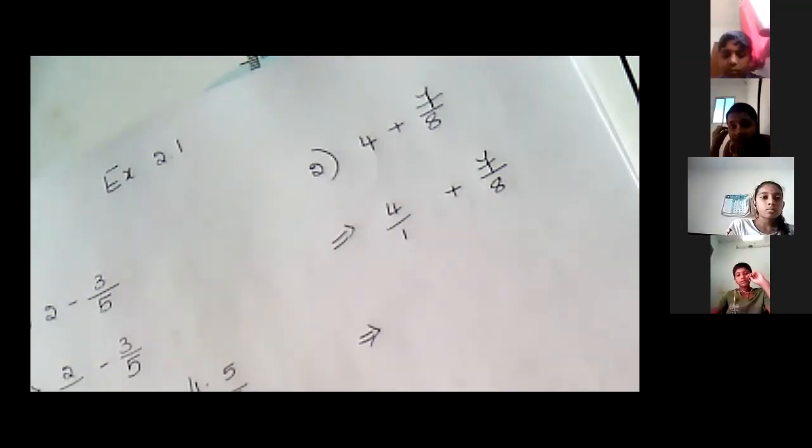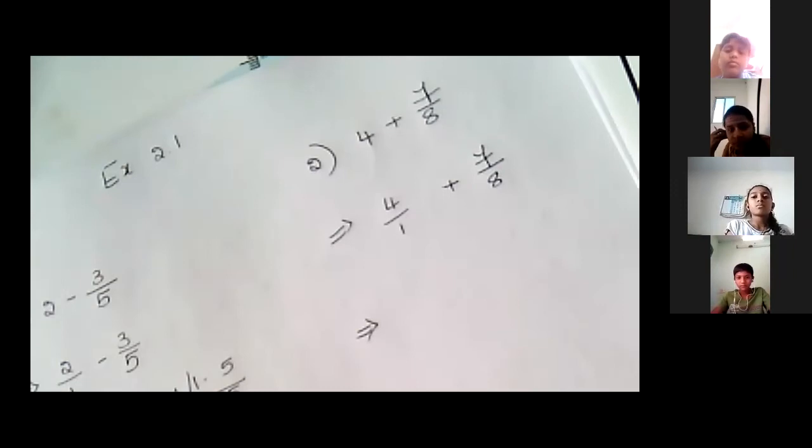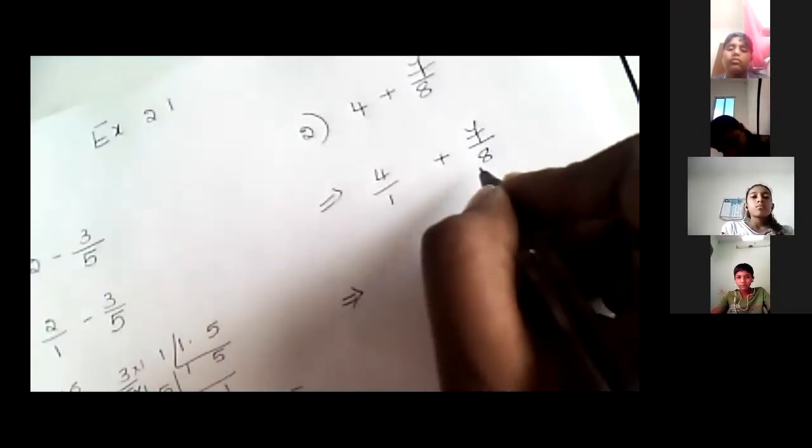The second question is 4 plus 7 upon 8. Okay, Shreyas? So here again, we don't have a denominator, Lakshmi. So I will take 1 as the denominator. If we don't have a denominator, it's understood we have a 1. So 4 upon 1 plus 7 upon 8. Here we have to take the LCM. 8 1s are 8.